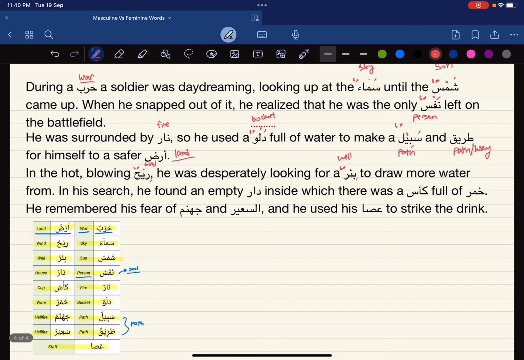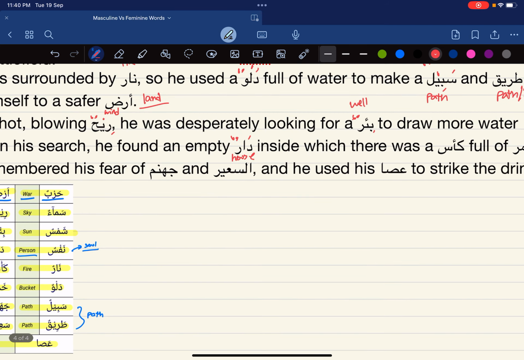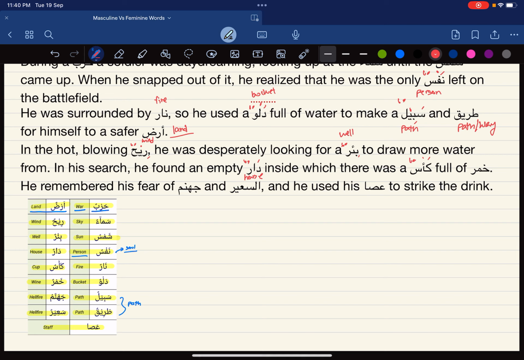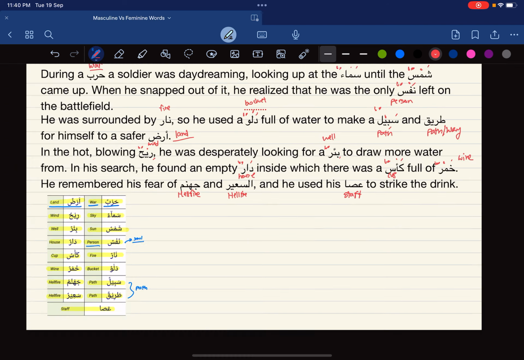In his search, he found an empty darun, house, inside which there was a ka'sun, cup, full of khamrun, wine. He remembered his fear of Jahannam, hellfire, and Sa'irun, hellfire. And he used his asa, staff, to strike the drink.